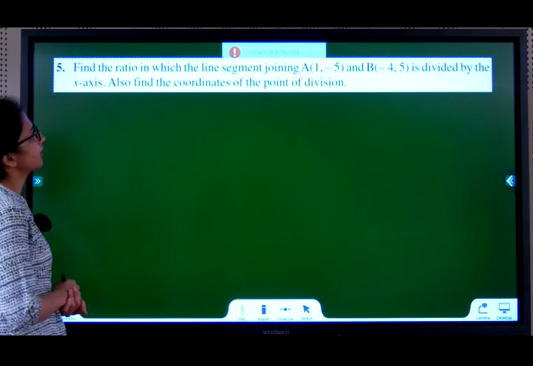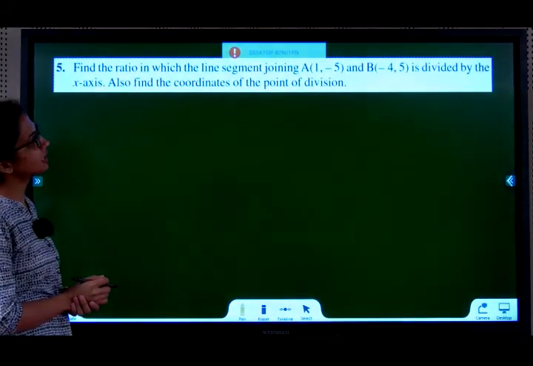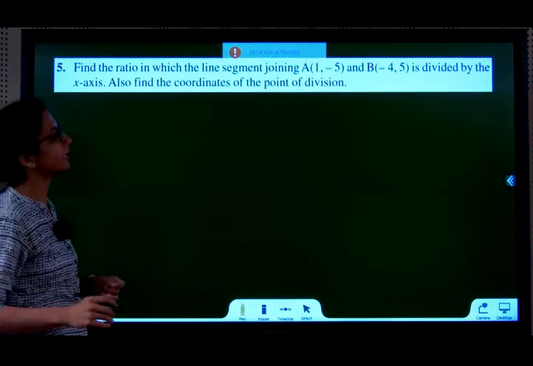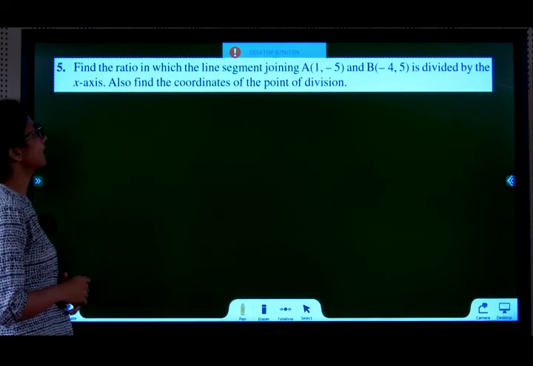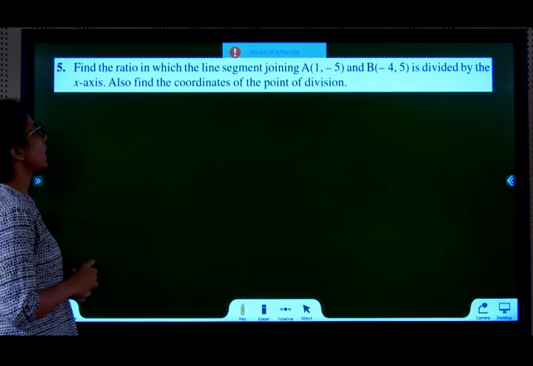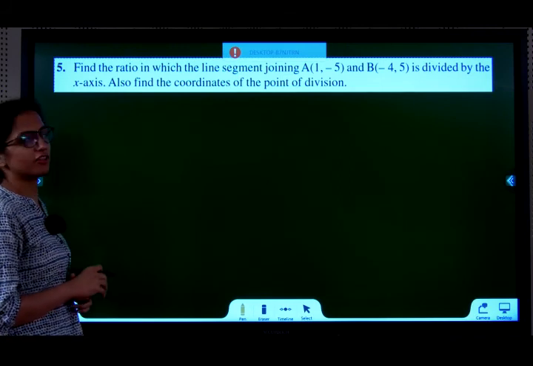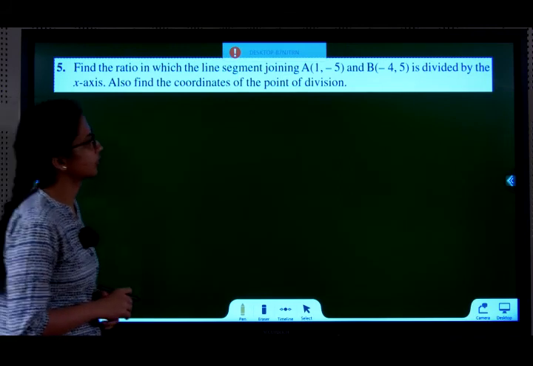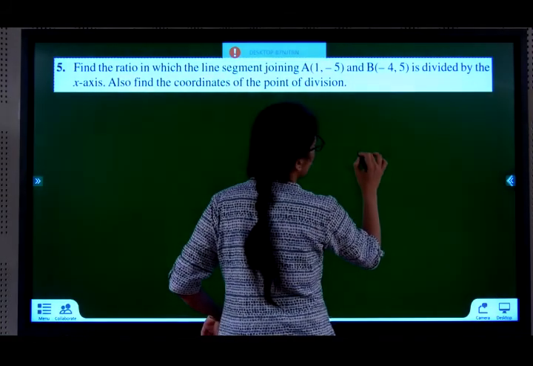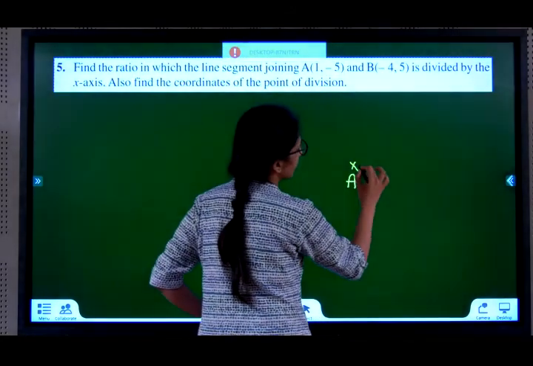Question 5. Find the ratio in which the line segment joining A and B is divided by the x-axis. Also find the coordinates of the point of division. So we have A and B here.